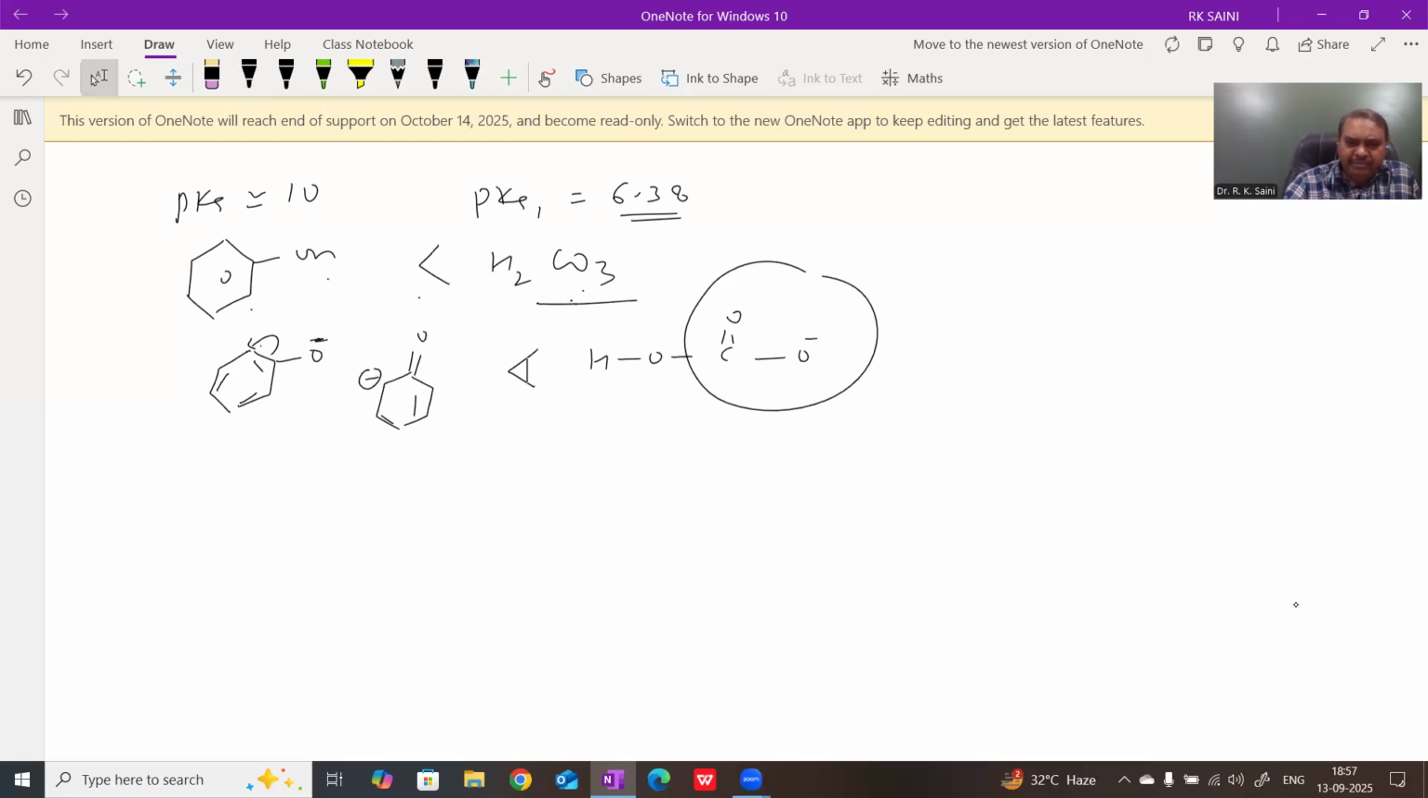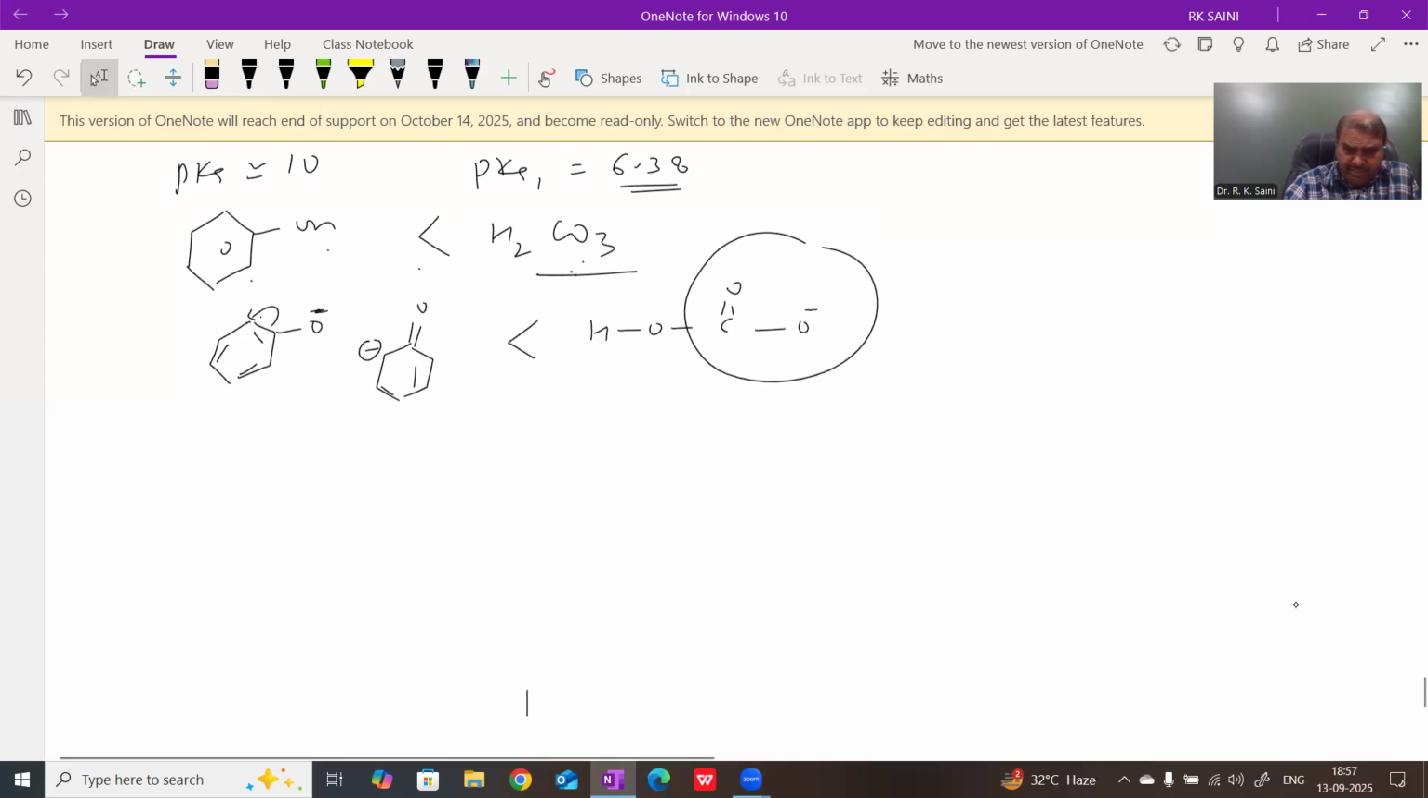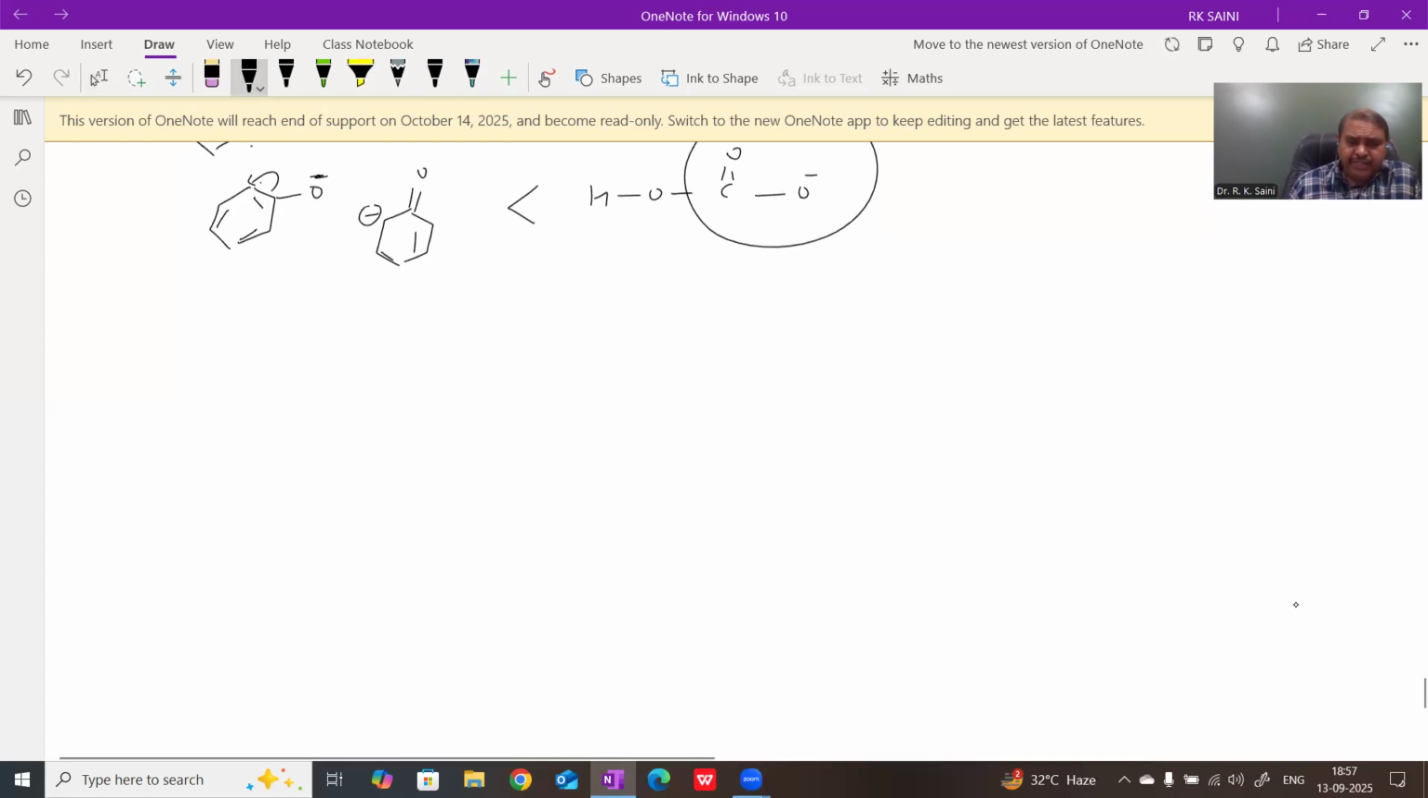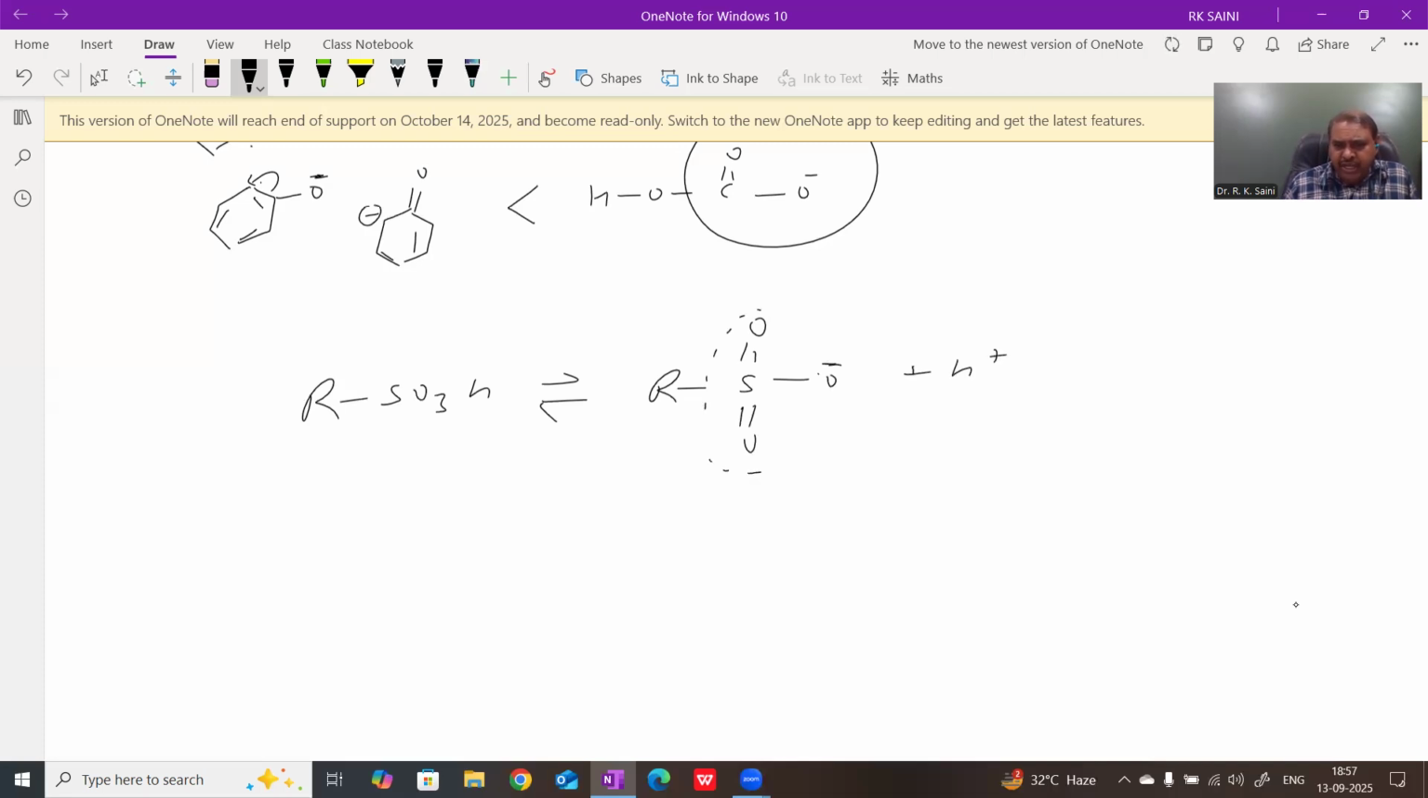Now we consider sulfonic acid, RSO3H. Its conjugate base is very stable, like the inorganic acid H2SO4, because the negative charge disperses over three oxygens, and oxygens are more electronegative elements. Therefore, its pKa is also low, like -2, meaning it is also a strong acid.